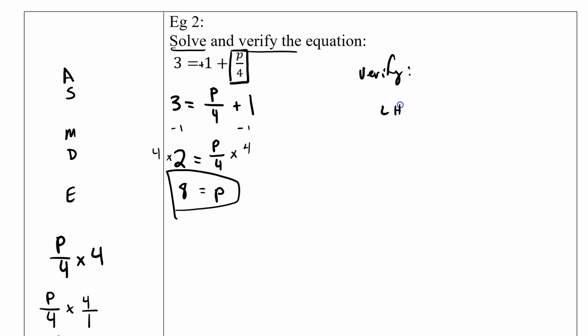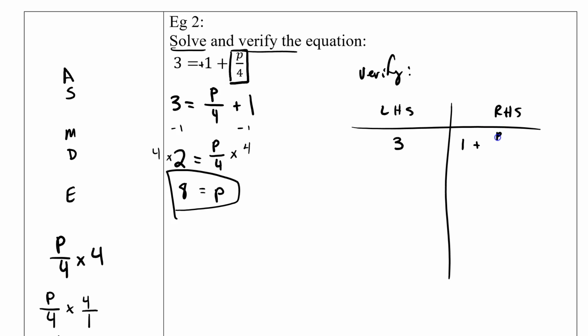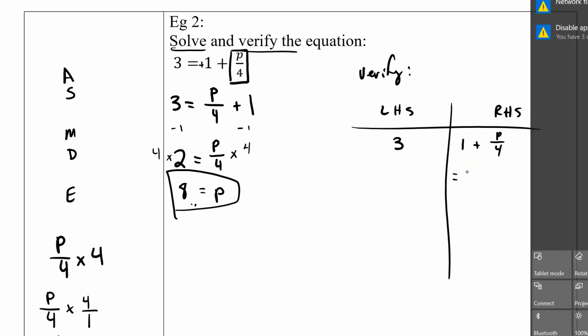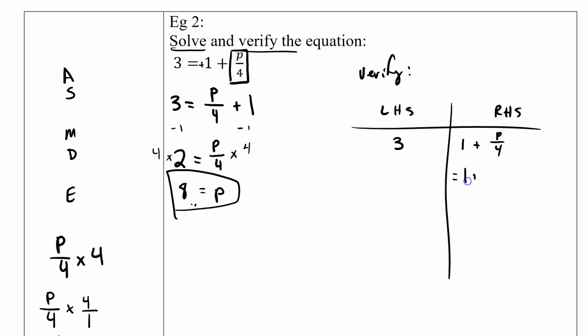I have my left hand side and I have my right hand side. My left hand side is really easy. Usually the left hand side is chock full of variables, but this time our right side is. So we have 1 plus p over 4, but I know that p is 8. So my next step is to substitute the 8 in for the p. 1 plus 8 divided by 4.